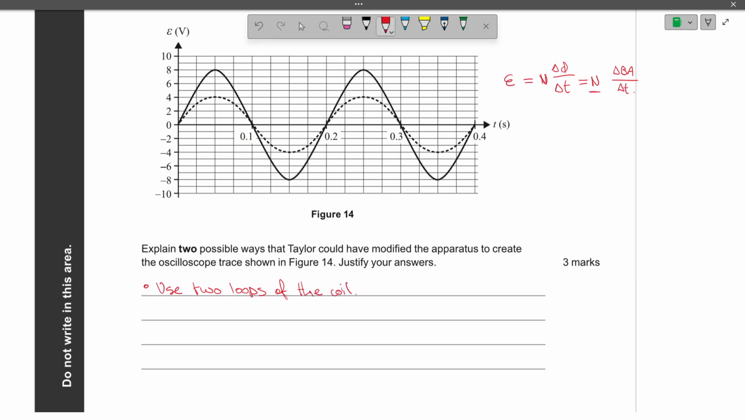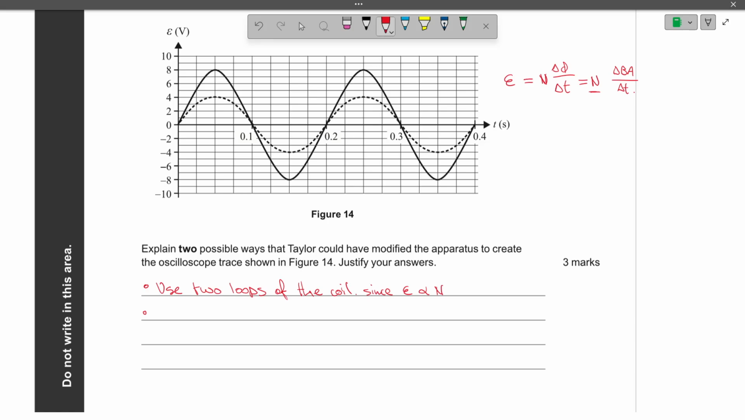Right, that would double, since EMF is proportional to N. And a second thing that we could have done, well, I mean, there's two things really. You could increase the magnetic field strength B, or you could double the area A.